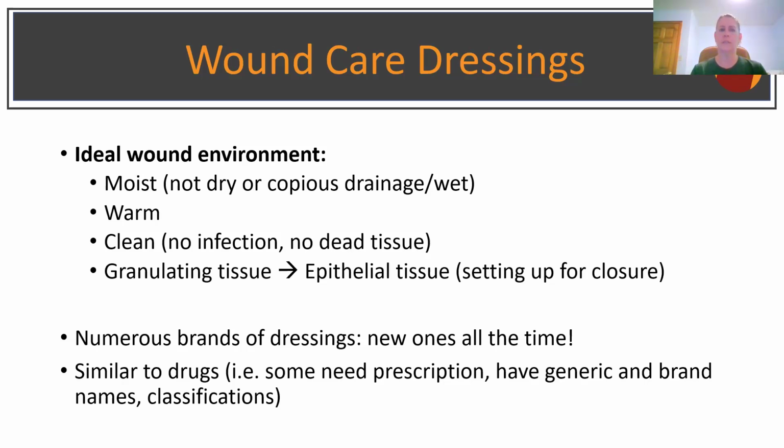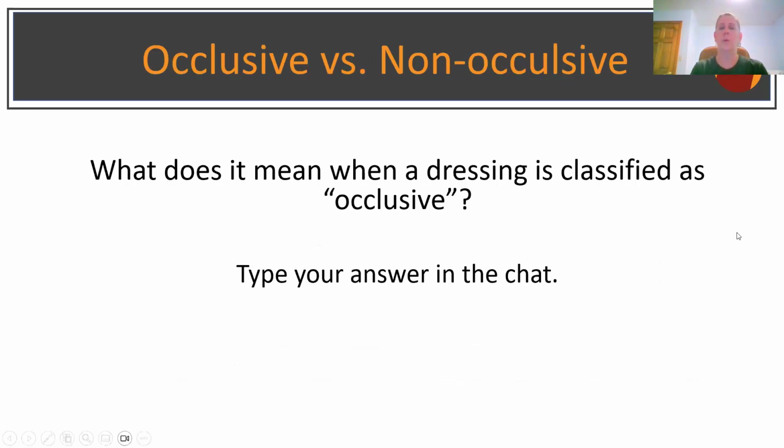So we're going to do dressings first. There's tons of dressings on the market. There's new ones coming all the time. They're similar to drugs though. A lot of them you will need a prescription for, but a lot of them are generic and then there are brand names. You do not need to know brand names for the licensure exam. So for all of your wound care dressings, just know the generic classification. And that's what we're going to go over tonight. Okay, so a couple more things.